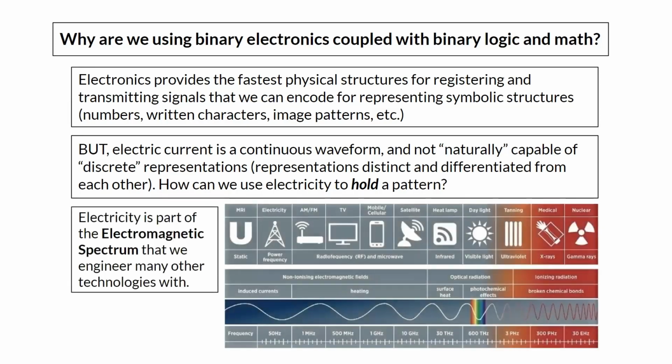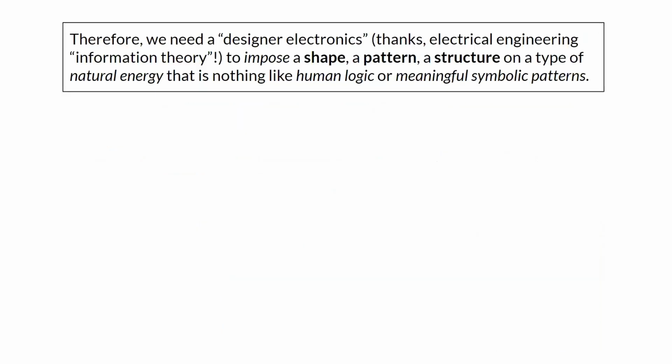Well, electricity is part of the electromagnetic spectrum. If you see on this chart, we've developed ways to engineer and design many different slices of the spectrum, and electricity and current is on the low end, as you can see, around this 50 hertz cycles of waves and energy. Therefore, we need designer electronics. Hey, thanks, electrical engineering and information theory. That's what that's all about, by the way. Designer electronics, information theory, to impose a shape, a pattern, a structure on a type of natural energy that is nothing like human logic or meaningful symbolic patterns.